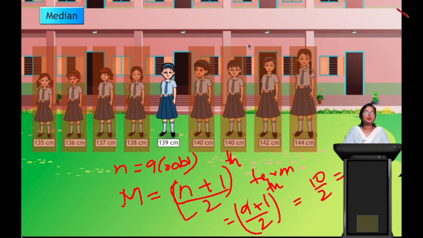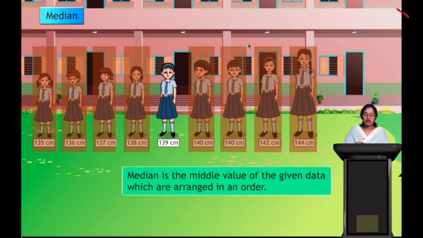Which is the fifth position here? 1, 2, 3, 4, 5. This is the fifth position, right? This is how we can find out the median for an odd number of observations. So this is the formula to find that. Then, median is the middle value of the given data which are arranged in an order. So the median is nothing but the middle value of the given data, which must be arranged in one particular order. Here we are following ascending order.